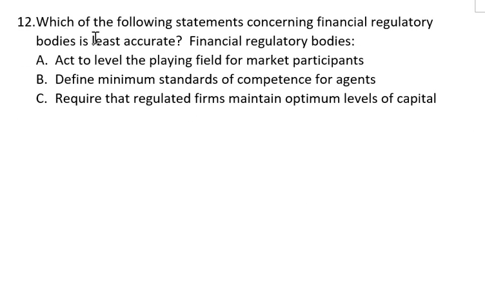Question 12. Which of the following statements concerning financial regulatory bodies is least accurate? Financial regulatory bodies A. Act to level the playing field for market participants. B. Define minimum standards of competence for agents. C. Require that regulated firms maintain optimum levels of capital. Financial regulators impose minimum levels of capital that apply across the board to all regulated firms, not the optimum level, which is firm-specific. The answer is C.